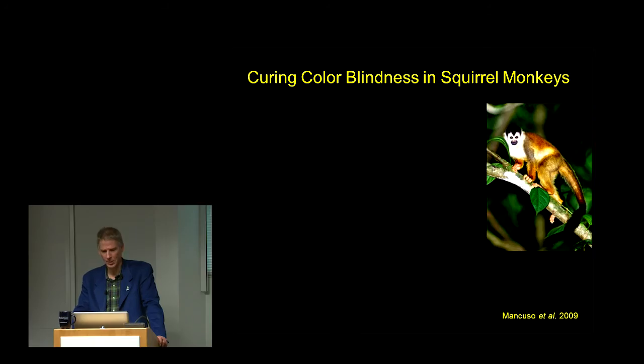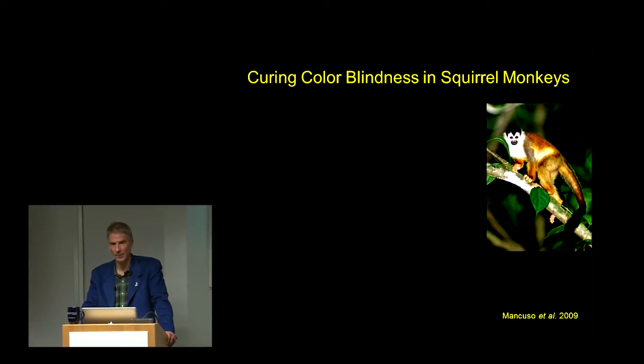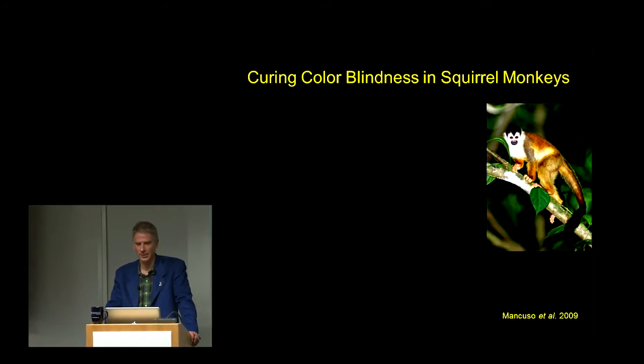So there are these squirrel monkeys that live in South America, where most males, or some fraction of males, have two cones, and all the females have three cones. And it's interesting, here they eat fruits, and the troops are led by females on their search for fruits.